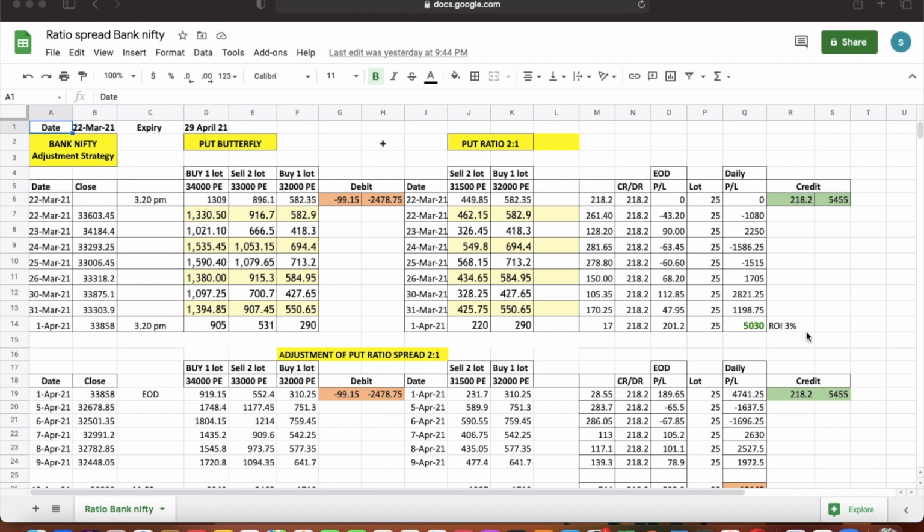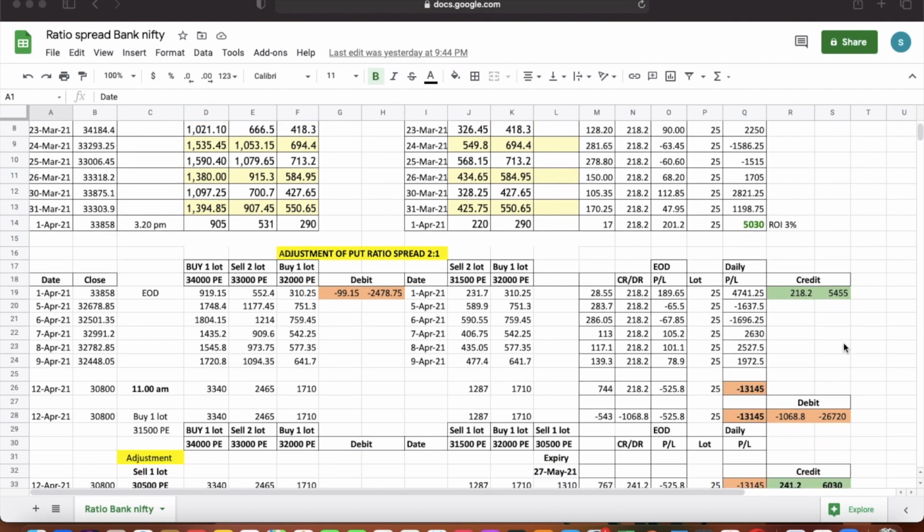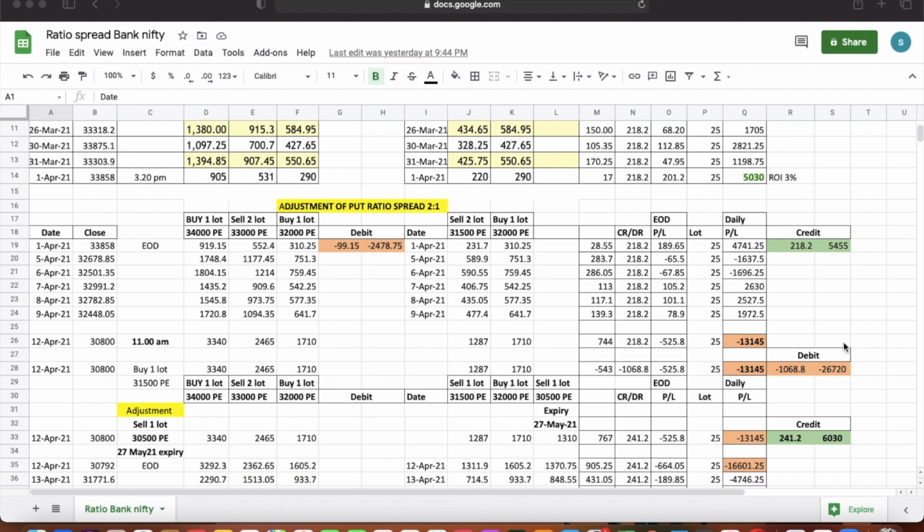Now we got many messages from our subscribers: sir, if we don't exit at that point and the market is not in our favor and reverses and touches our break-even point, how do we adjust? For better explanation, now we are showing how to adjust our put ratio spread if we don't exit and the market touches our break-even point. So on 1st April, end of the day, Bank Nifty was trading around 33,858 and our trade is still in the profit of 4,741. We didn't exit the trade. What happens next? We just check.